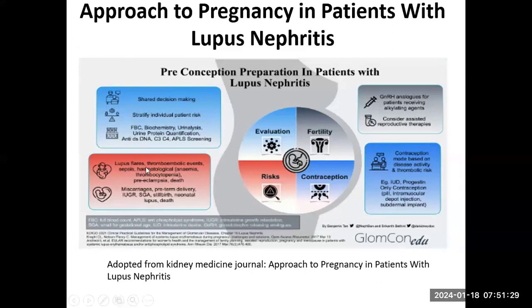Then if the patient has a flare within this period of preconception, or thromboembolic events, or hematology parameters that show anemia, pancytopenia, or features to suggest antiphospholipid syndrome, like recurrent miscarriages and previous failed births, the patient will be placed on gonadotropin releasing hormone analogs, and then we may consider assisted reproductive therapy.